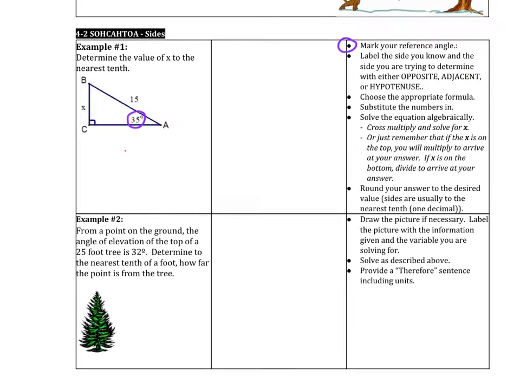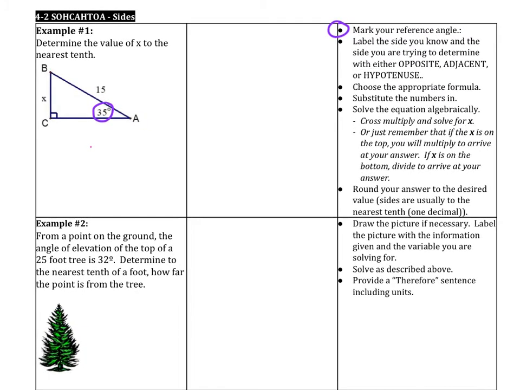Second step is to label the side you know, which is 15, and the side you are trying to determine, which is the x, with either opposite, adjacent, or hypotenuse. So the 15 is opposite the right angle, so that's the hypotenuse. And the x is opposite the 35, so that's the opposite.